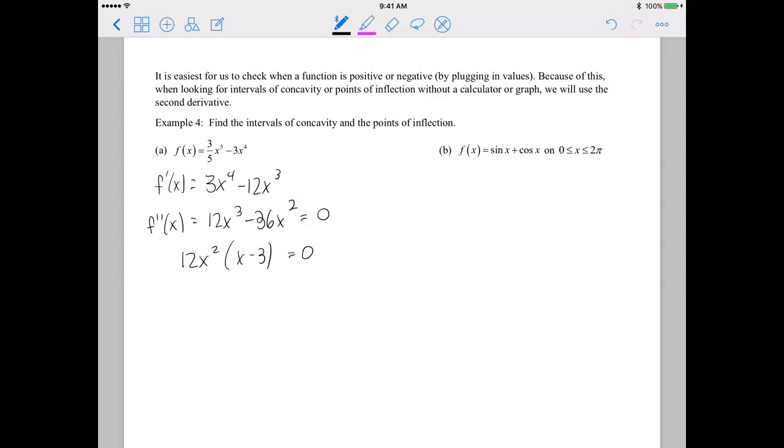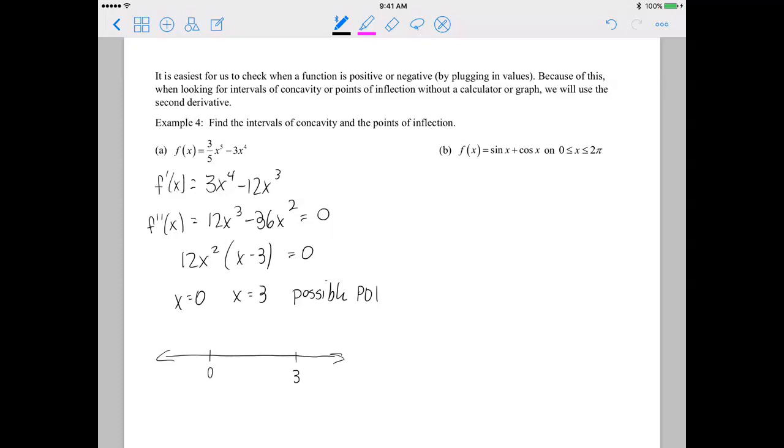If I set both of those factors equal to 0, I'm going to get x equals 0 and x equals 3. And these are what are called my possible points of inflection. The reason they are possible points of inflection is because I have to actually test whether or not they are points of inflection by seeing if there is a sign change in the second derivative. So we're going to put 0 here and 3 here.